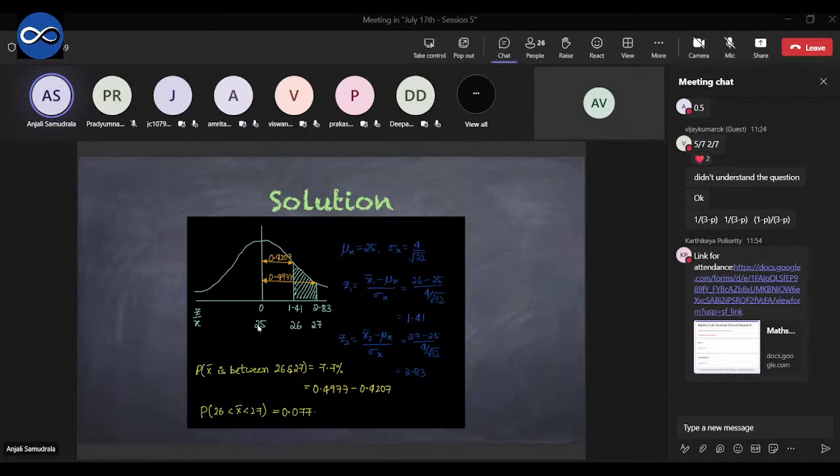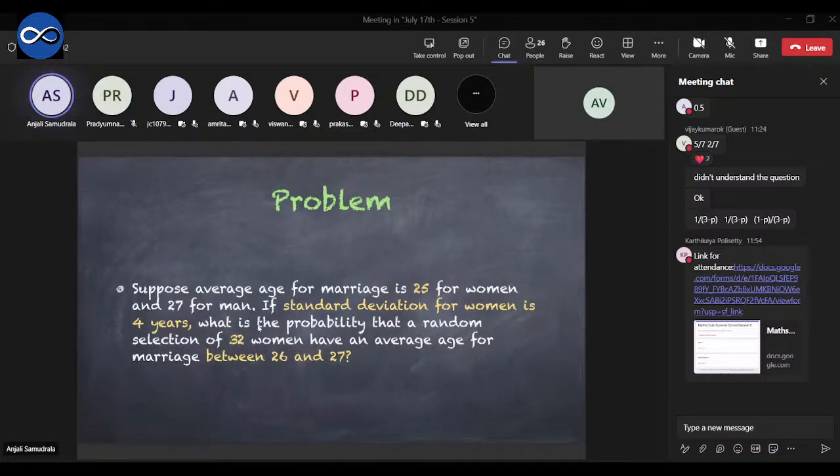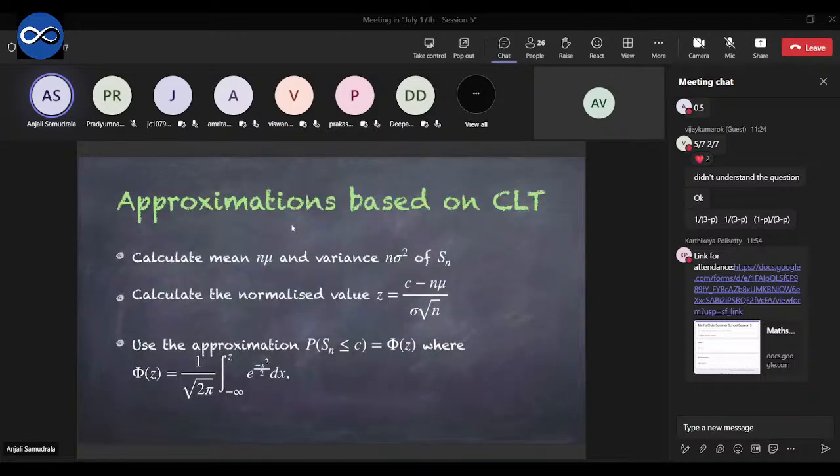So I would like to repeat the process. First you need to calculate the mean and variance of Sn. Then we calculate the normalized value Z, and we use the approximation probability of Sn less than c equal to the normal CDF, where the CDF value is 1 by root 2 pi, integral from minus infinity to z of e power minus x square by 2 dx. The value of this phi of Z you can calculate from this table.